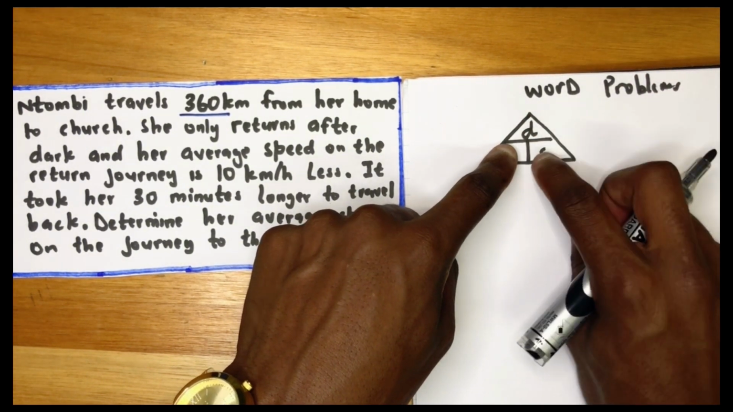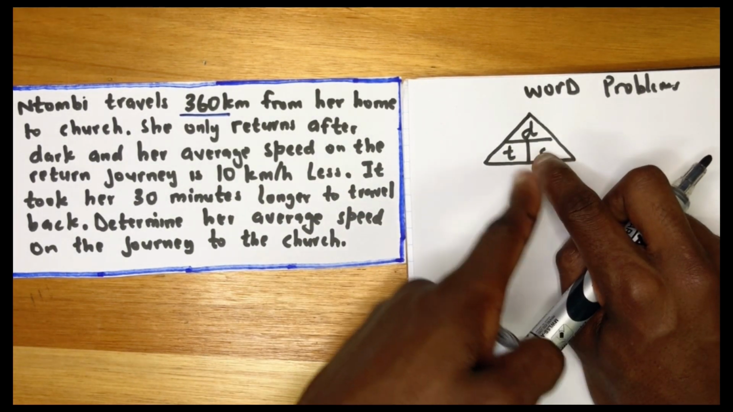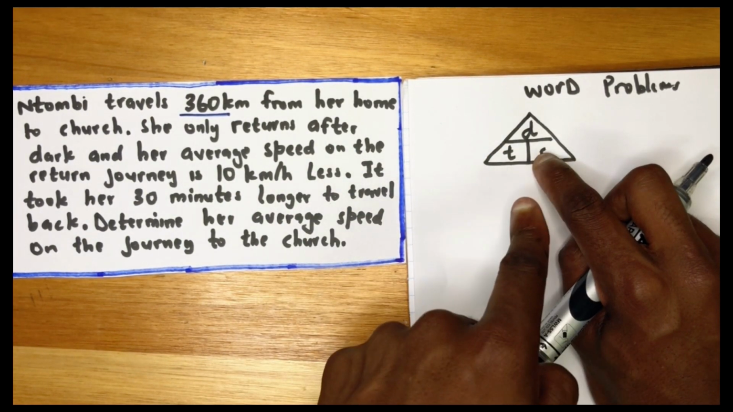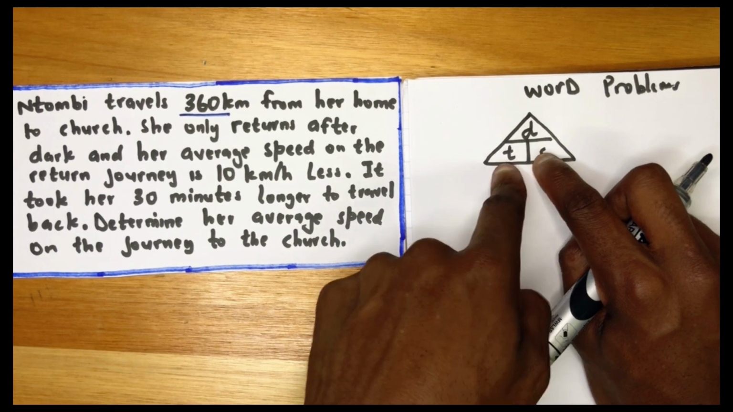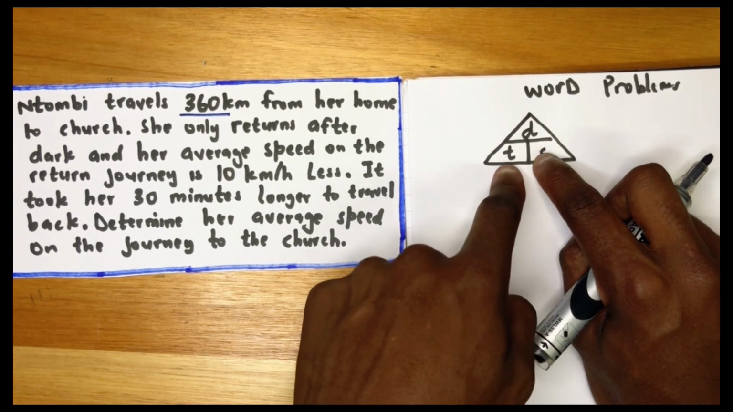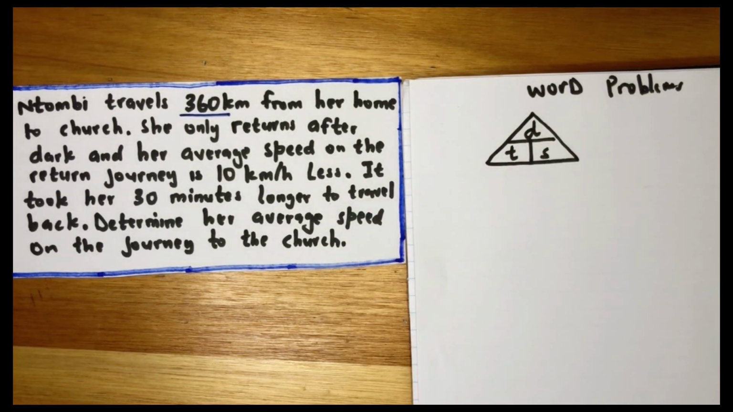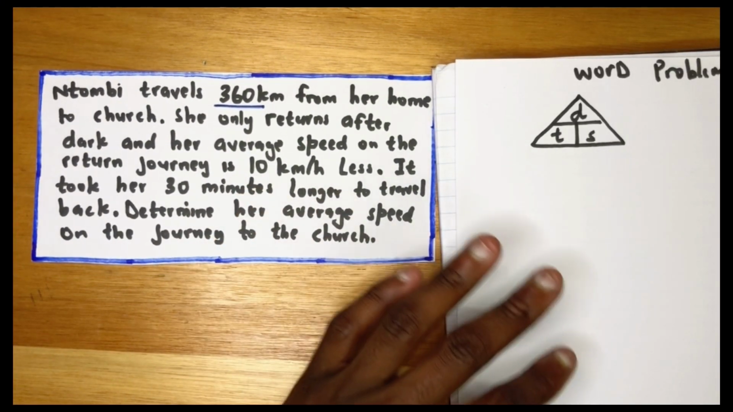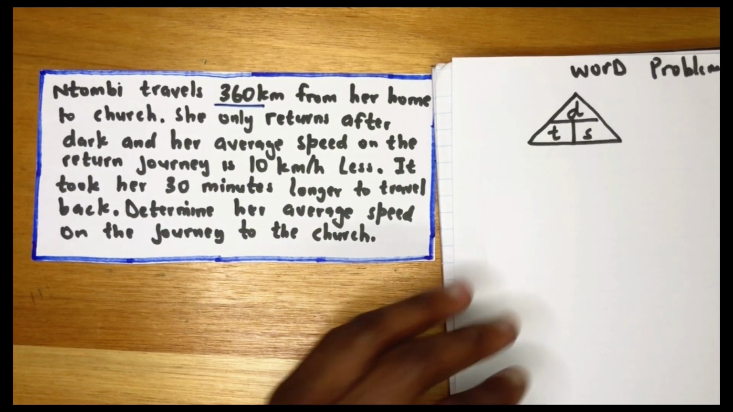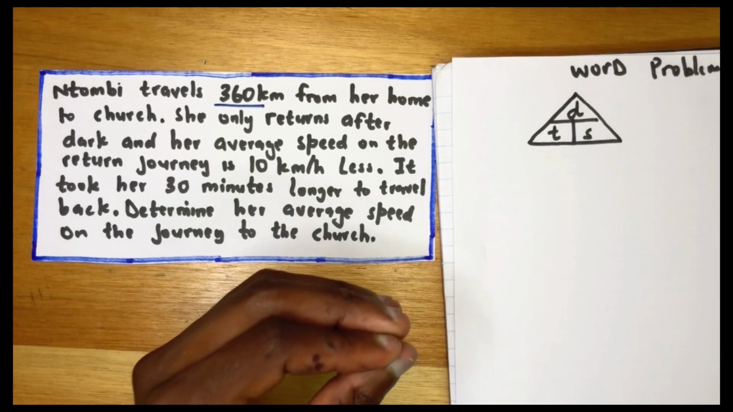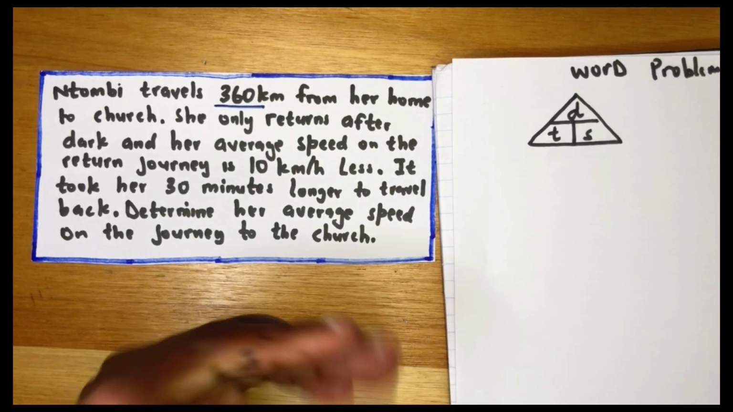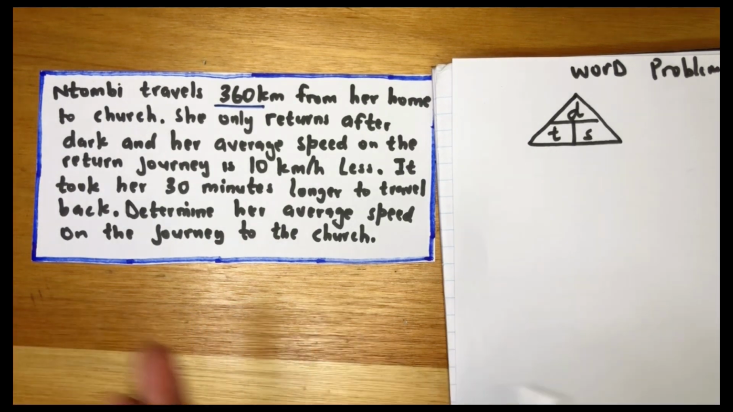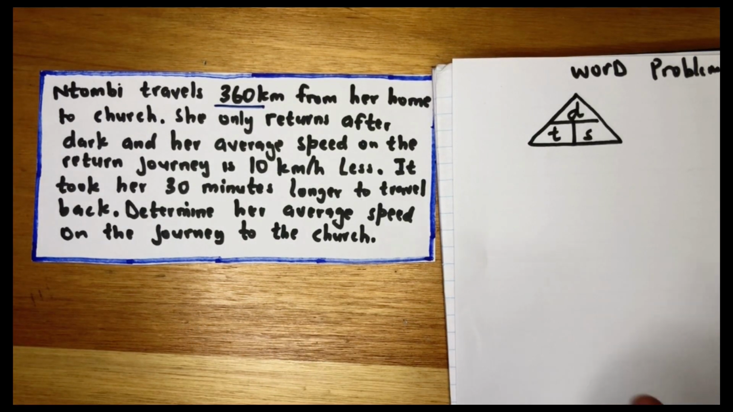And then for speed, it's going to be d over t, which means the speed is going to be measured in kilometers per hour, or kilometers over an hour. So let's try to apply the scenario that we have for Ndombi here. Can we see that, guys? We don't know the original speed for Ndombi to travel from home to church or from church to home.